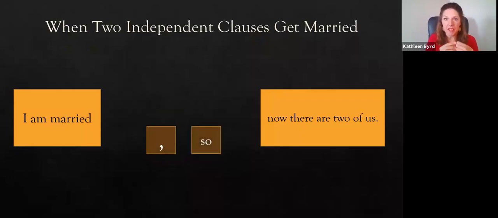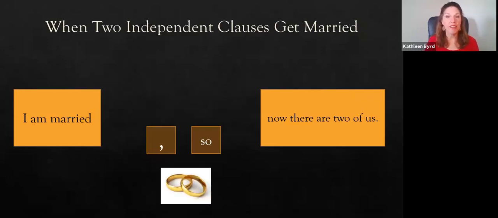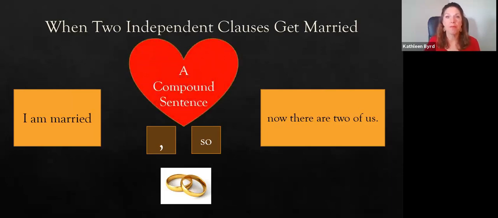They need to be connected with a comma and a connector. These are like wedding rings. If you have an adult and an adult, if you join them in marriage. So if we have an independent clause and an independent clause, we join them with a comma and a connector, the wedding rings. Two independent clauses or two parent clauses is a compound sentence.